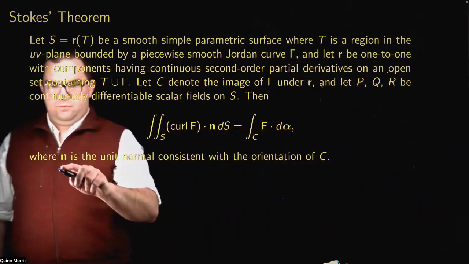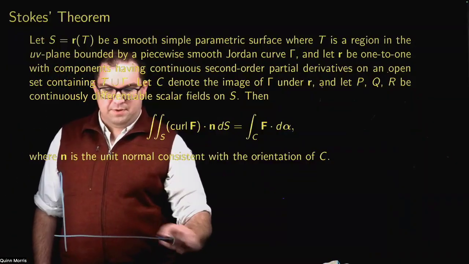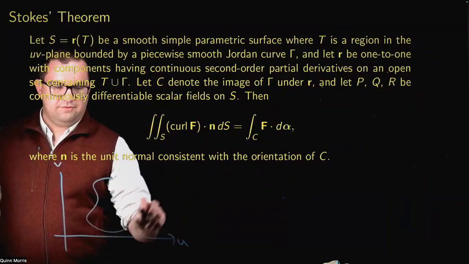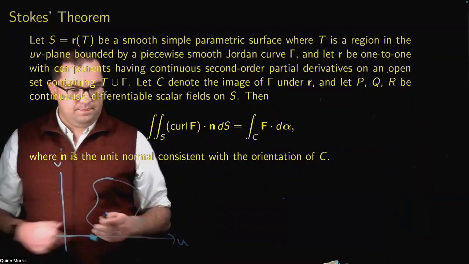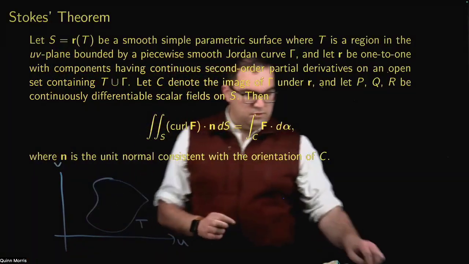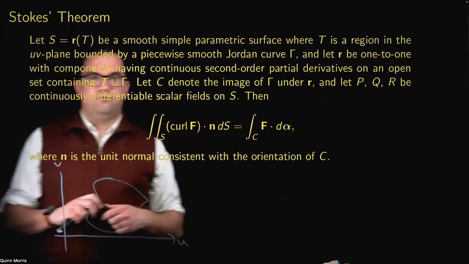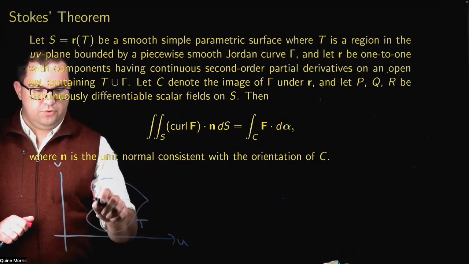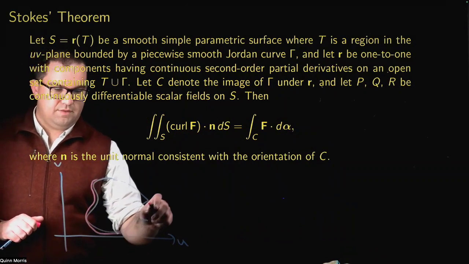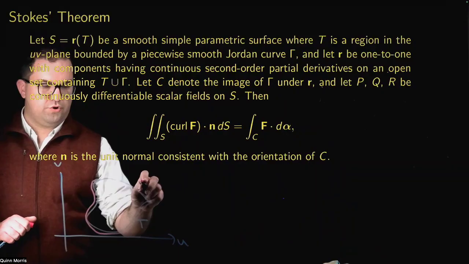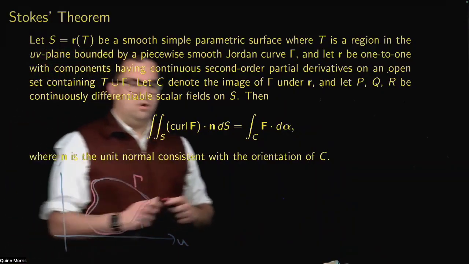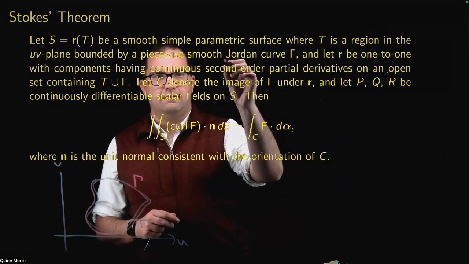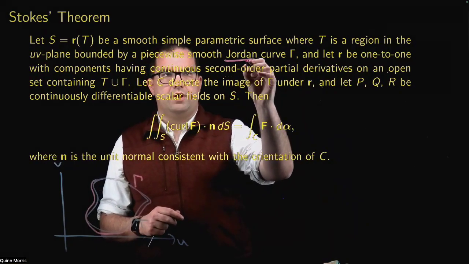So we start over here in parameter space, right? This is sort of UV space, and we have some region T. Now, we also have the boundary of T, okay, which is this piecewise smooth, it needs to be a piecewise smooth Jordan curve. Okay, so what do we mean by a Jordan curve?